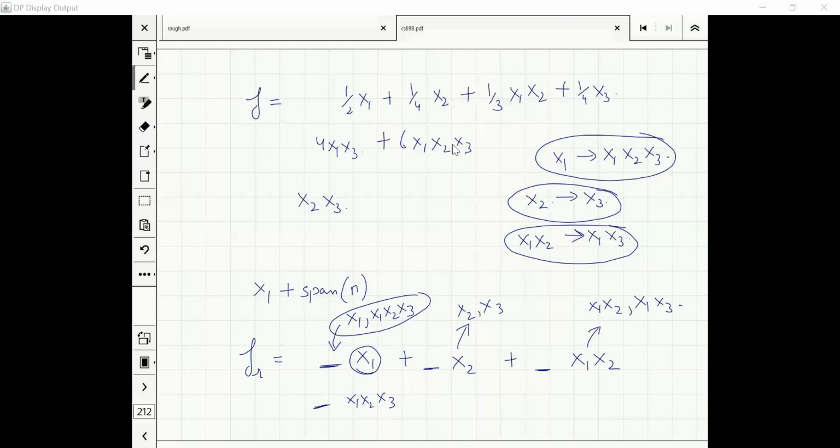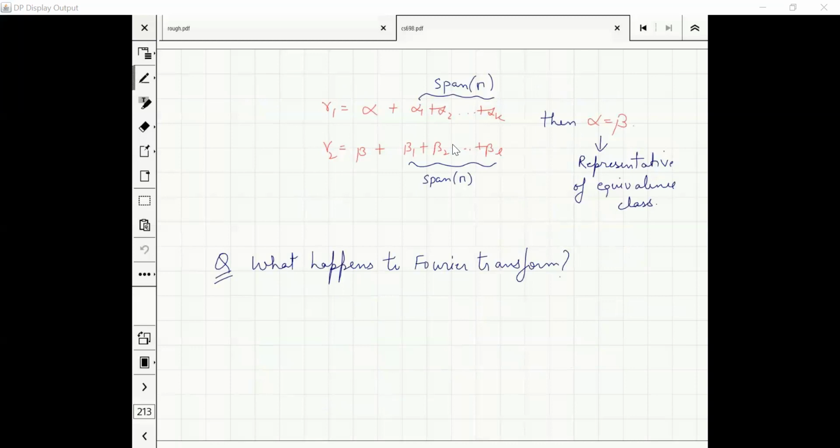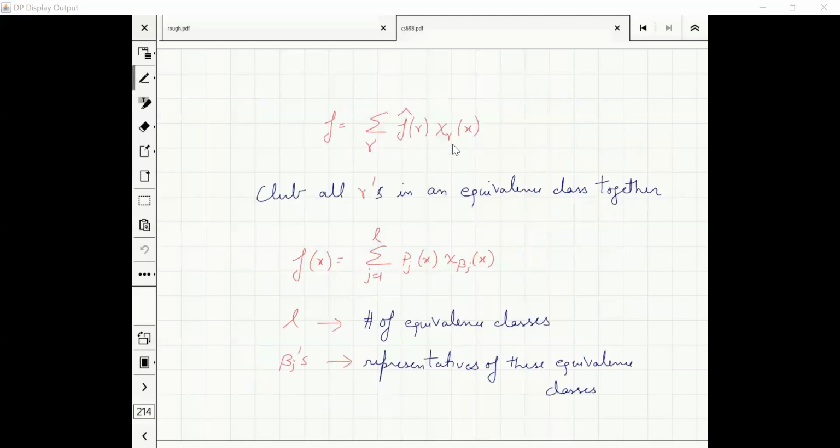And your coefficient will also depend upon how you fix x2 and x3. If you fix x2, x3 equal to 1, the coefficient here will be different. If you fix x2, x3 equal to -1, the coefficient of x1 will be different in the restricted. And this can be thought of as the new way. So this was my Fourier transform. This is the general Fourier transform, right? For any function, what I'm going to do is club all gammas in an equivalence class together.